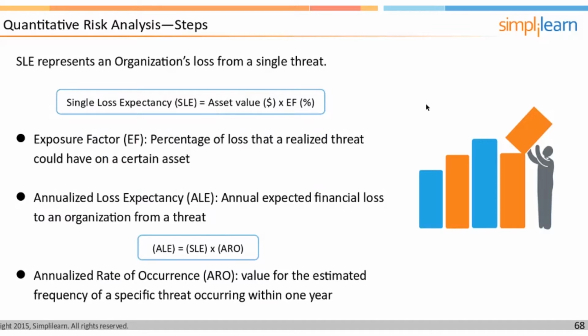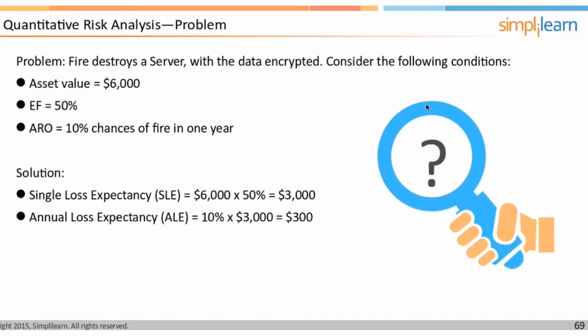So let's look at an example here. A fire destroys a server with the data encrypted. Consider the following condition. The asset value is 6,000 and the exposure factor is 50%, which means 50% of the data would be lost or damaged. So how much would you lose in one incident? If it was to happen once, it's the asset value times the exposure factor. The asset value is 6,000, and we lose 50% of that, which is 3,000. So we lose $3,000 from a single incident. That's the single loss expectancy.